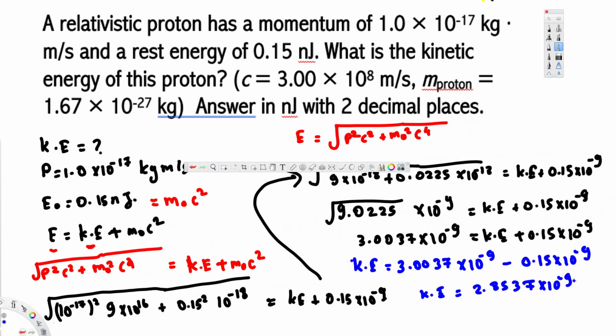10 to the power of minus 9, this is in joules, and 10 to the power of minus 9 is nano, so we can write nanojoule. And also the question is asking us to give the answer in 2 decimal places. In 2 decimal places we are going to have 2.85 nanojoule, and that's going to be our final answer.